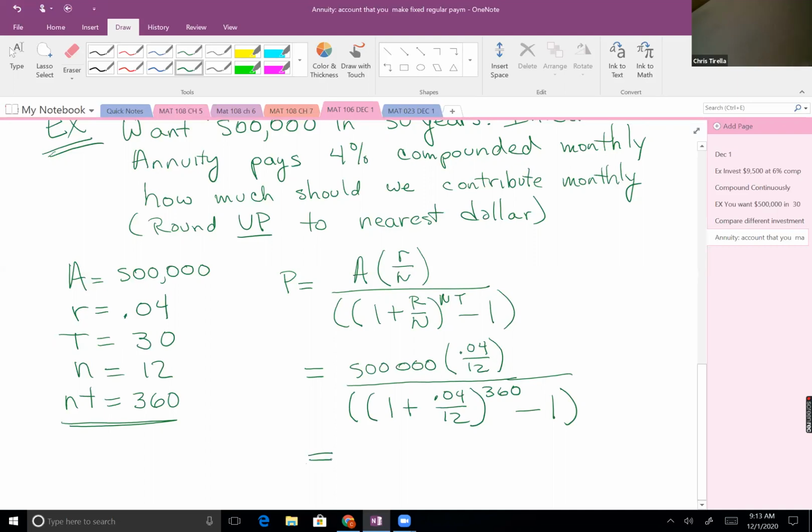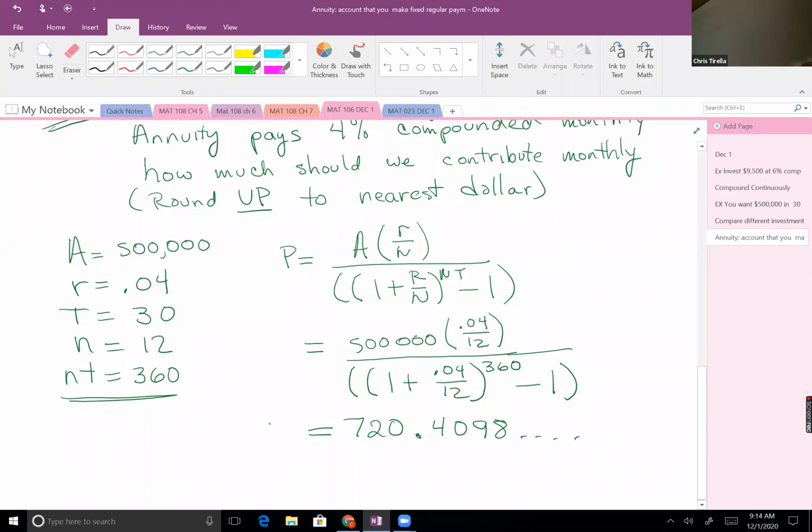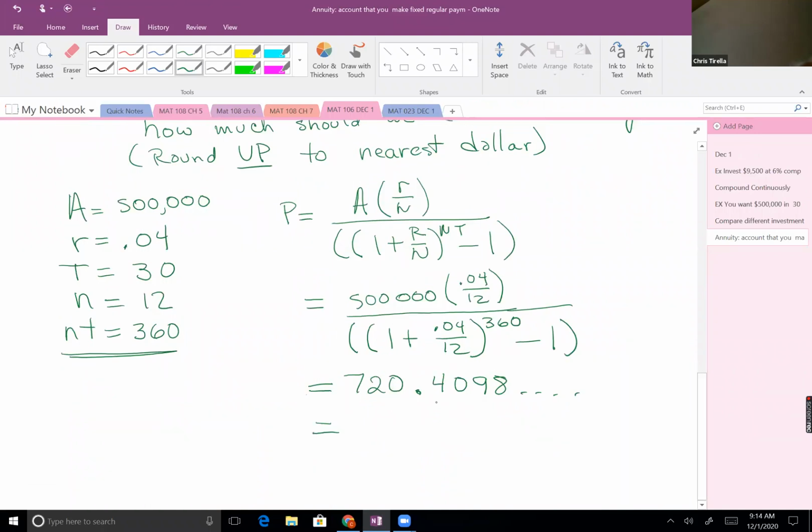And so this tells me that I would need to set aside, it says 720.4098, and it keeps on going. I want to round up to the nearest dollar, so I'm not even looking at the next door neighbor. I'm always rounding up. I need to set aside $721 a month.